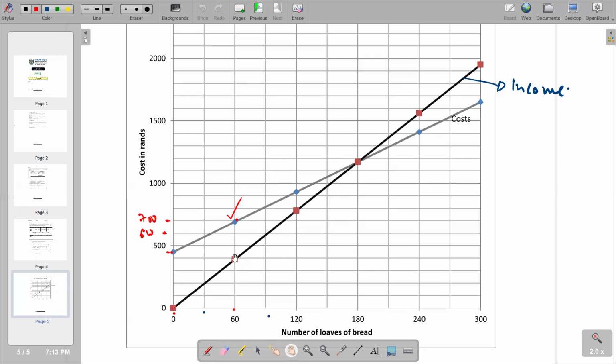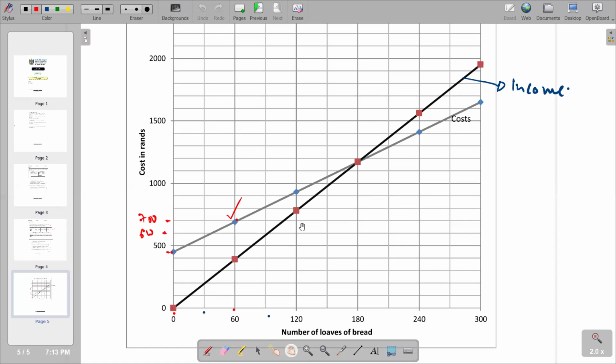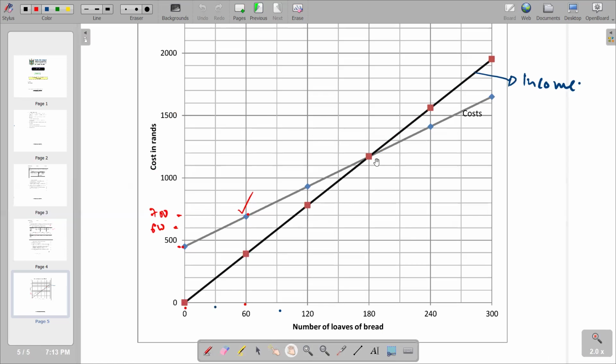So if you try to plot these points, the income for 60 loaves is 390. It's indicated here, 390 just below your 400. Then you come up with a straight line. So this is the graph that we have. And of course, we've got a point of intersection, whereby the total income is equal to total cost, which is at the equilibrium point, where the two curves intersect. We can also determine that it's at 180 loaves of bread. So the cost or income that we have there represents the break-even point.